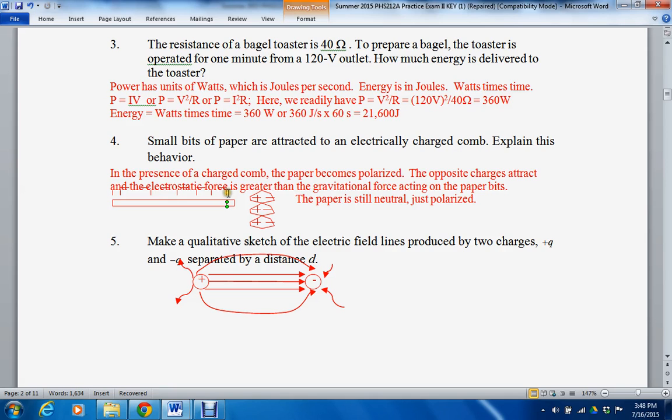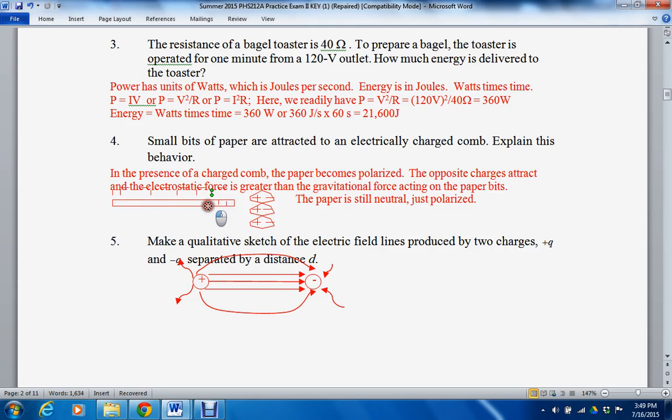This negatively charged comb, we've given it negative charges, so it has extra electrons, so it has a net negative charge. And then I bring it close to small bits of paper. When I do that, the paper becomes polarized. The negative charges are repelled, leaving behind positive charges on one side of the paper. Now, because paper is light, the gravitational force is pretty small compared to the electrostatic force, and so the little bits of paper jump up and attach to the comb.